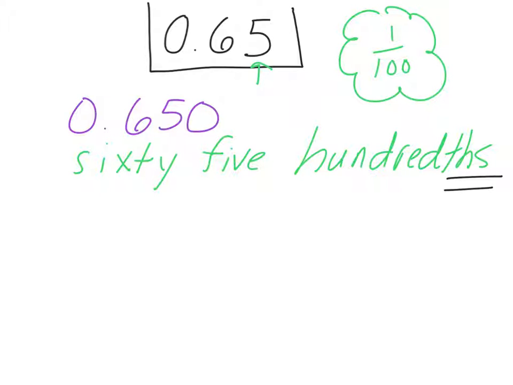And finally, I get to write a fraction. So my fraction, I just write it exactly how I say it. When I read this number, I said 65 hundredths. So as a fraction, you just write 65/100.